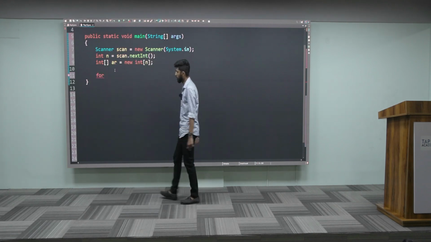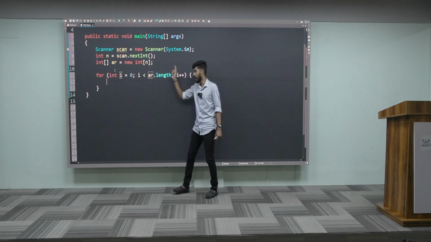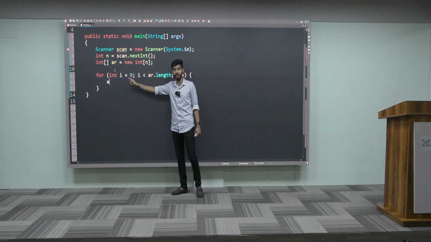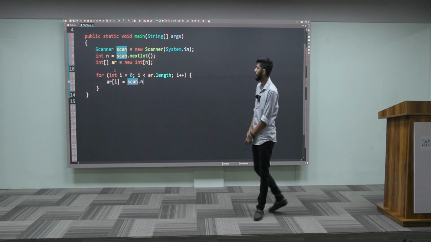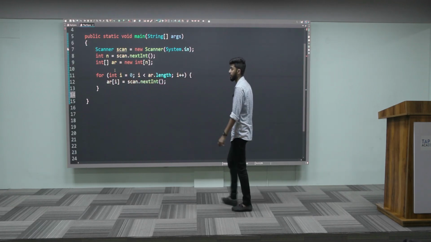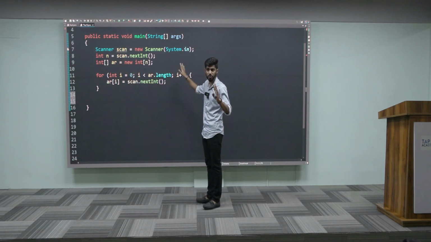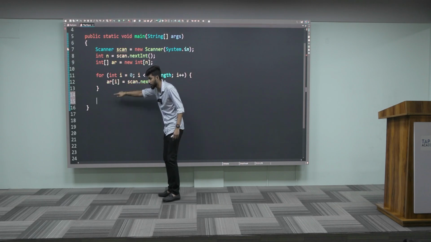So I will say for, I will say I starting from 0 going till last index I plus plus, and over here what should we write? AR of I is equal to scan.nextInt. Great. After doing all of this, have we taken all the inputs or anything is pending? K value we have not taken. N value is done, array elements is done, K is pending.